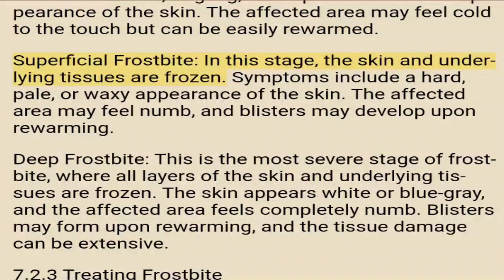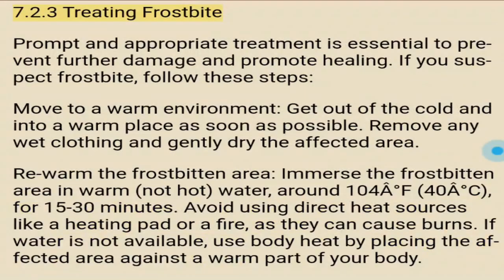Superficial frostbite. In this stage, the skin and underlying tissues are frozen. Symptoms include a hard, pale, or waxy appearance of the skin. The affected area may feel numb, and blisters may develop upon rewarming. Deep frostbite. This is the most severe stage of frostbite, where all layers of the skin and underlying tissues are frozen. The skin appears white or blue-gray, and the affected area feels completely numb. Blisters may form upon rewarming, and the tissue damage can be extensive.